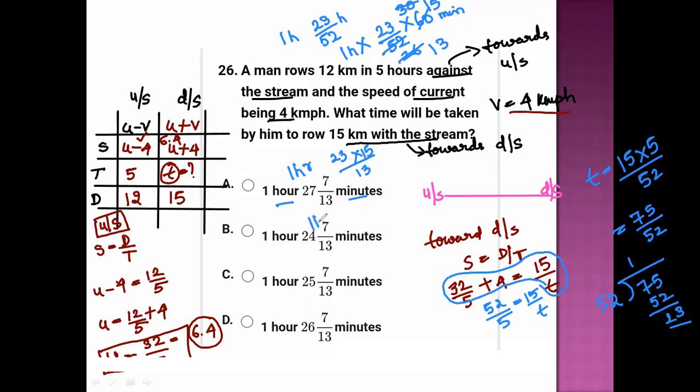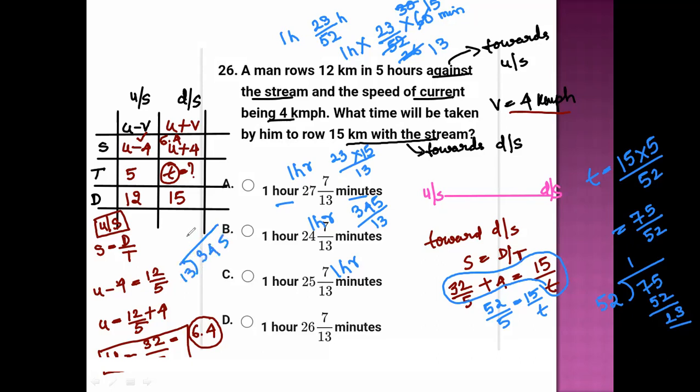So therefore I will write 1 hour. 23 into 15, if you do, you will get 345. So 345 divided by 13. By looking at the options you can say that. For simplification I'm doing 345 divided by 13.